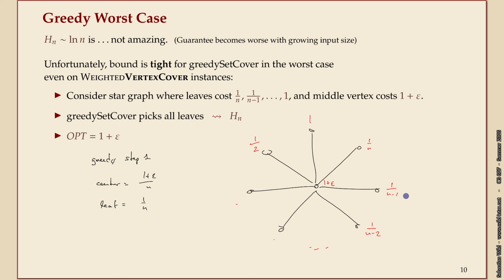And so again, this leaf appears cheaper to the greedy algorithm. And so it picks all the leaves around there, all the n sets, whereas I could have picked the center at the start. So the optimal cost is 1 plus epsilon, which is obvious here. But the greedy set cover decides to pick all the leaves around there.